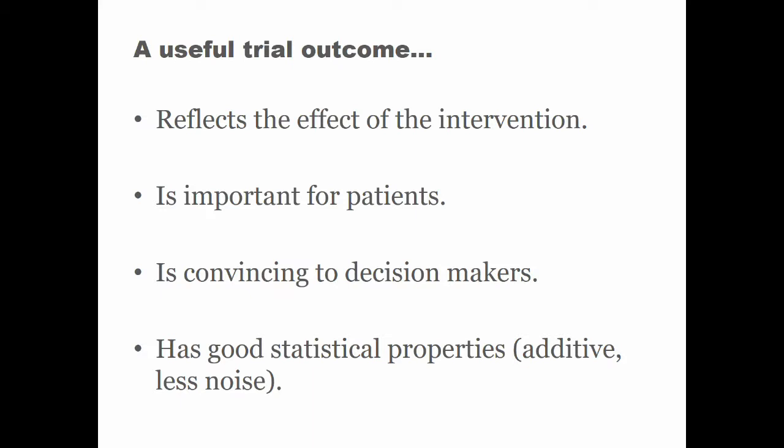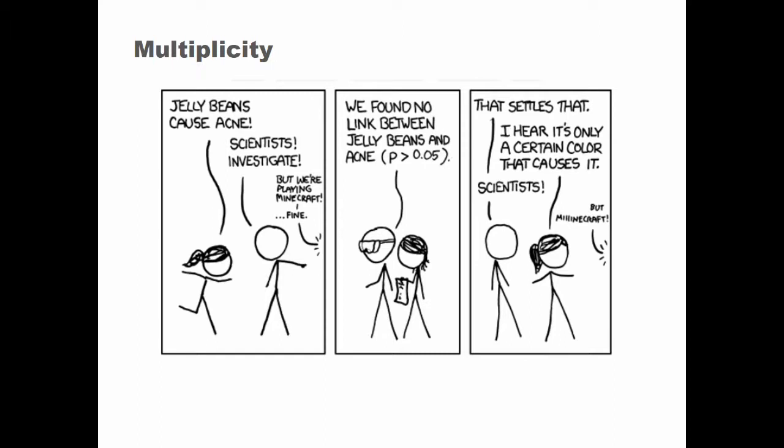And finally, the thing that's most interesting, of course, to me, is that you want outcomes that have good statistical properties. We're going to talk about this in terms of additivity, which we'll clarify, and then how it fits in with what we've talked about with noise and variance and power. So essentially, we want outcomes that lead to estimators that have low variability, which makes it easier to detect effects given a sample size. So the first challenge that comes up is this idea of multiplicity.